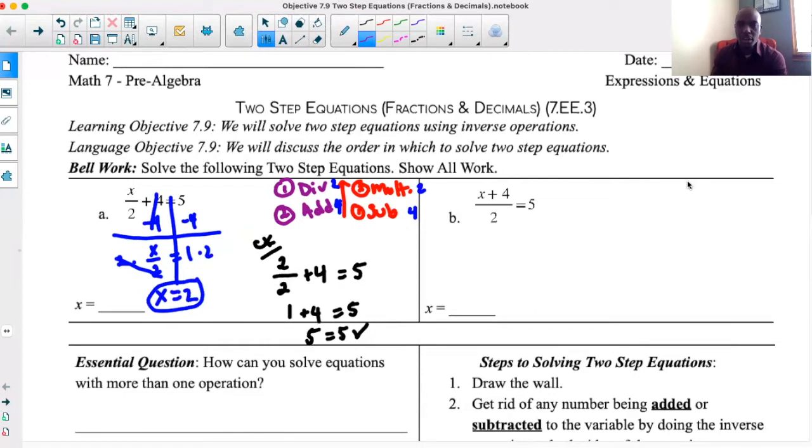So let's do the same thing over here. What is happening to X first? If I look here, I say, okay, X plus 4 divided by 2. Notice how I'm reading it. I'm reading it intentionally to figure out what operations are happening. I wouldn't say X divided by 2, then plus 4, because it kind of shows that X has to add to 4 first. So it shows me that first thing that's happening is being added to 4.